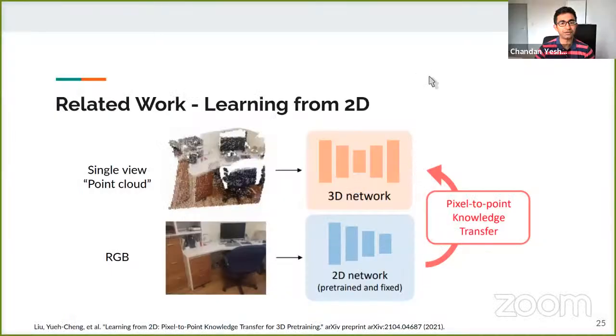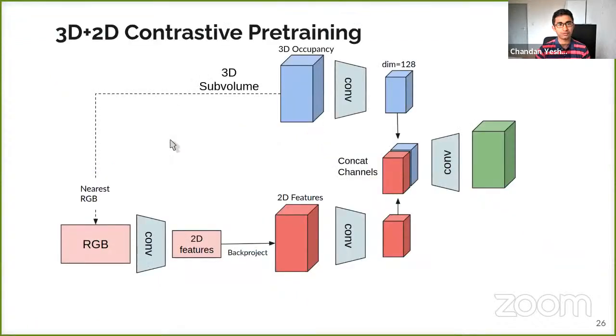Okay, we continue. In this learning from 2D paper, the main difference was that they used a single view point cloud, and the data is not originally a point cloud to start out with. So these locations have no relation to the 3D reconstruction of the scene. So how do we use the mesh itself to do this?